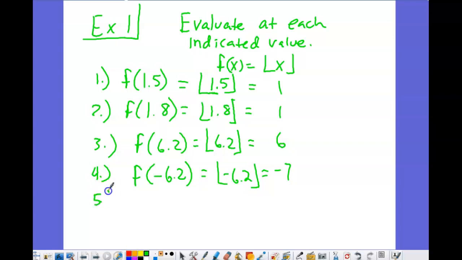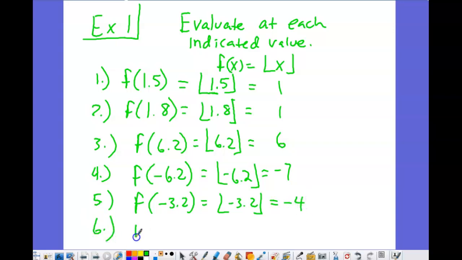Let's try another one just to make sure you got it. See if you guys can figure out what this one would be. The answer would be negative 4.